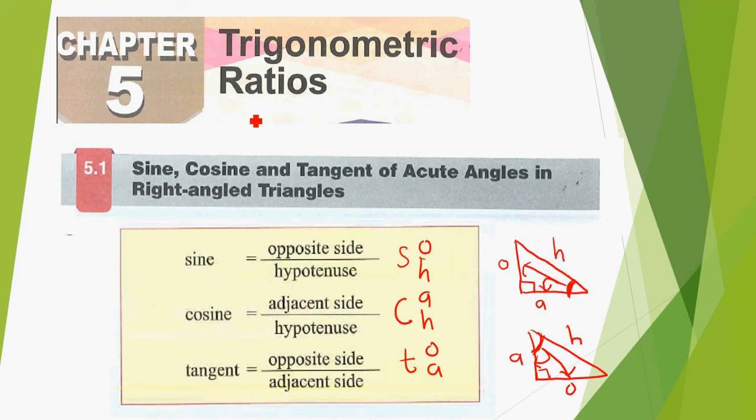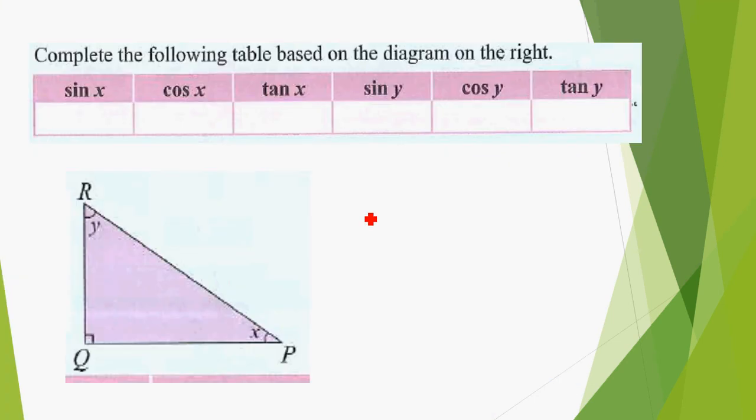So these are the formulas. Please remember: so ka toa, toa ka so. It's up to you which way you want to remember, as long as you remember. Now let's look at an example. Complete the following table based on the diagram. Sorry, it's not on the right, it's below, because I cropped it.